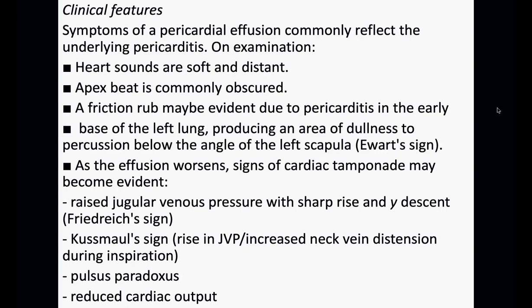In addition, heart sounds are soft and distant, apex beat is obscured, friction rub may be evident, and the base of the left lung is compressed, producing an area of dullness to percussion below the angle of the left scapula, Ewart's sign. And as the effusion worsens, signs of cardiac tamponade may become evident, with raised jugular venous pressure and an inspiratory rise in JVP during inspiration. It is called Friedreich's sign or Kussmaul's sign. Pulsus paradoxus and reduced cardiac output.